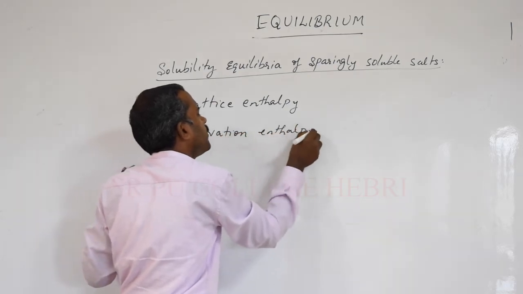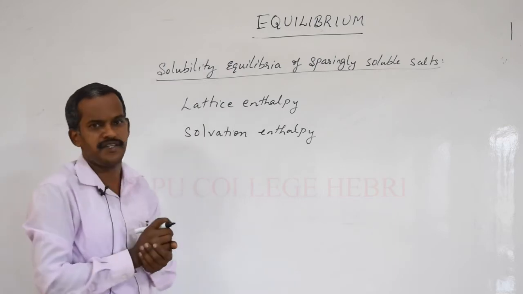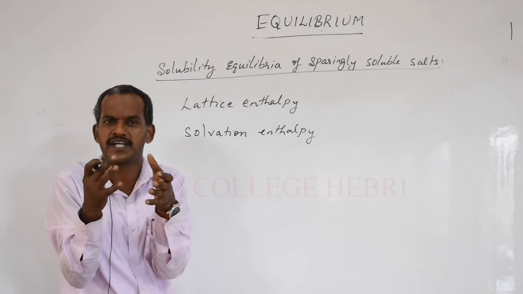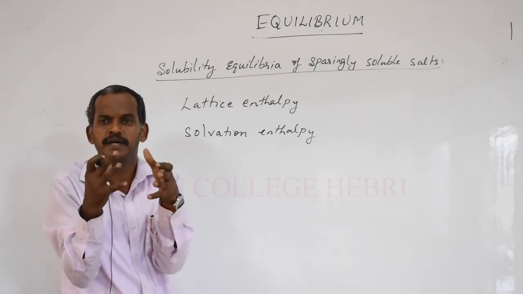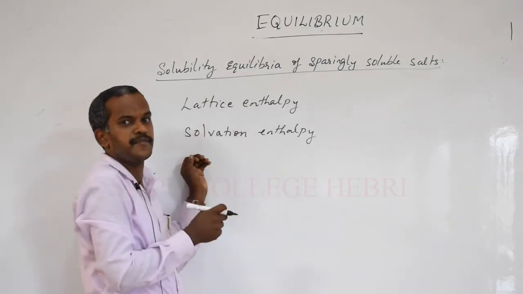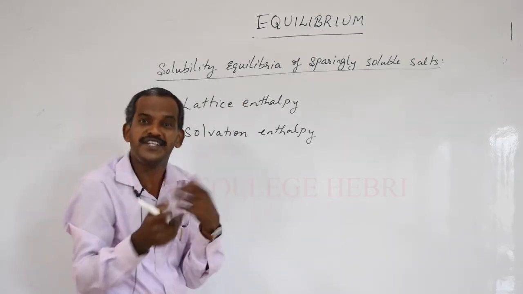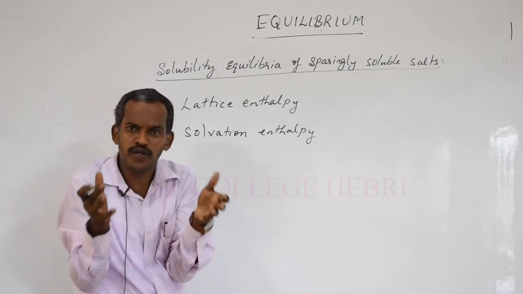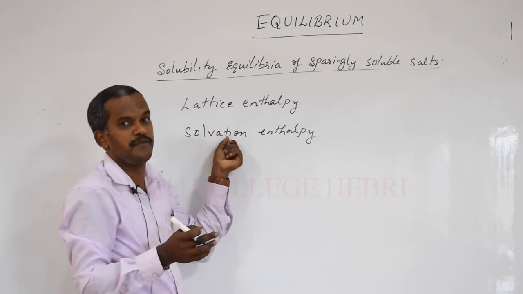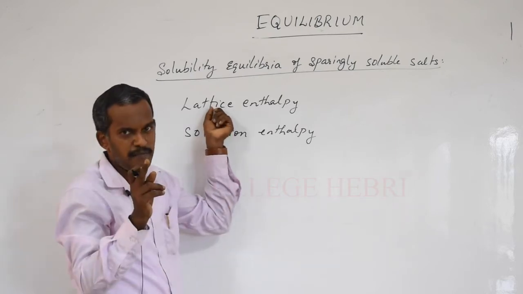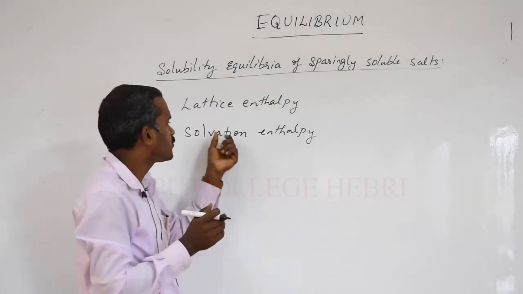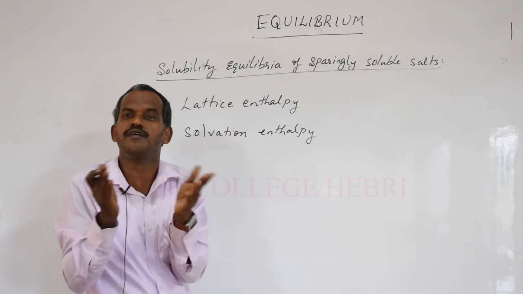Automatically you will ask a question now: what is this lattice enthalpy, what is the solvation enthalpy? Now, in the case of a salt, the ions are closely packed. They are closely held, and between them there is a force of attraction, that we usually call lattice enthalpy. And depending on the nature of the solvent, how the ions will be surrounded by the molecules of the solvent, that is solvation enthalpy. So lattice enthalpy depends on the nature of force between the ions in a solid. Solvation enthalpy depends on the nature of the solvent.